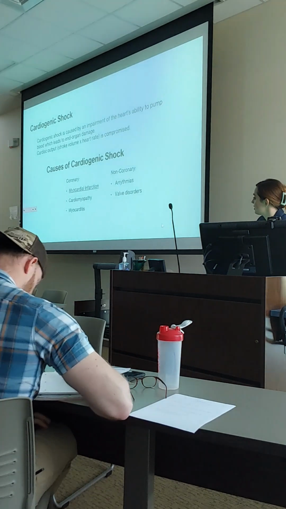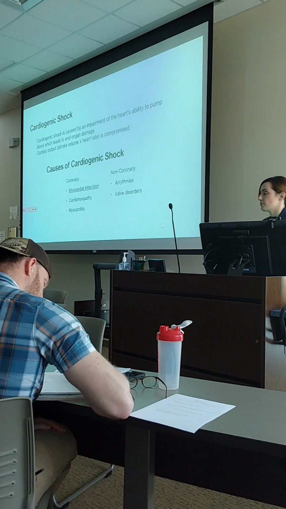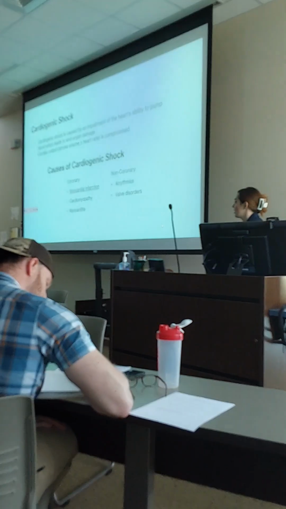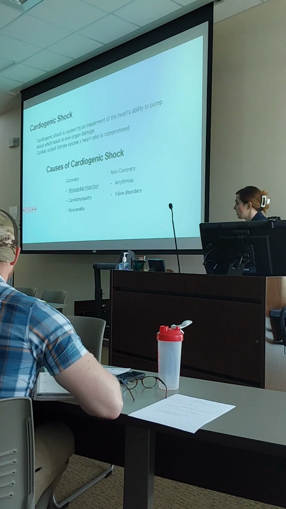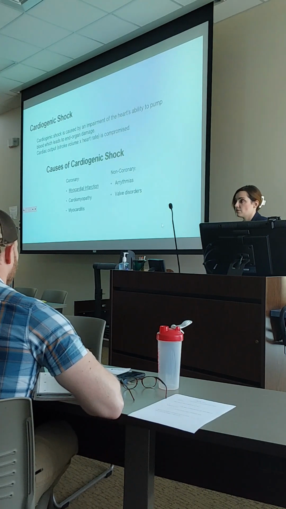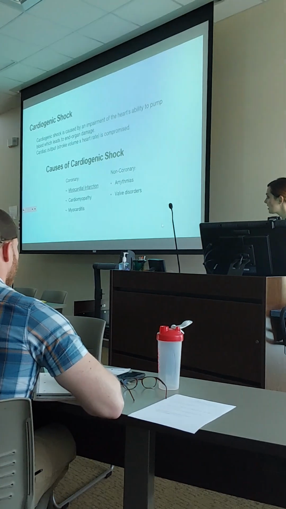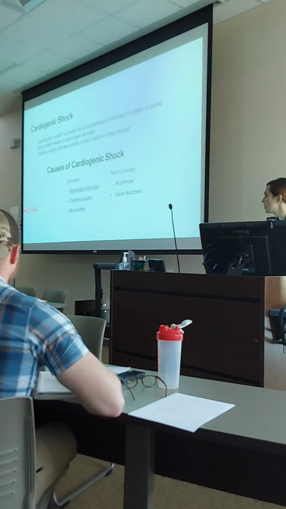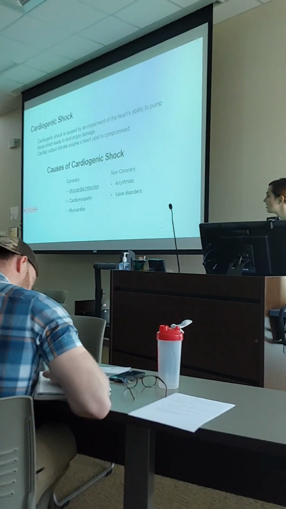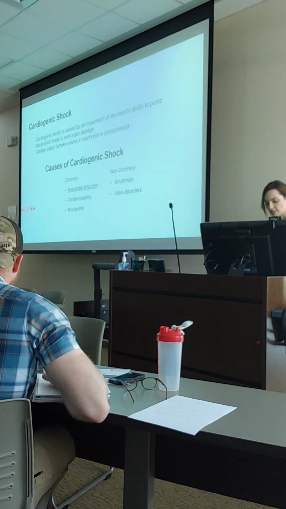I did not put up on the slide things like we talked about earlier, the cardiac tamponade or pneumothorax. Some people will categorize those as cardiogenic shock. I have always been taught that those are obstructive, but you will see them classified as both. Today, like I said, we're going to focus on MIs in particular, as well as arrhythmias and valve disorders, okay?